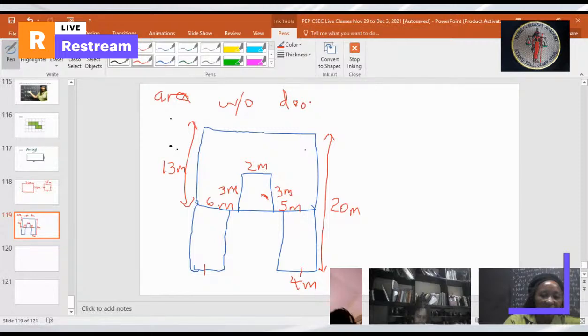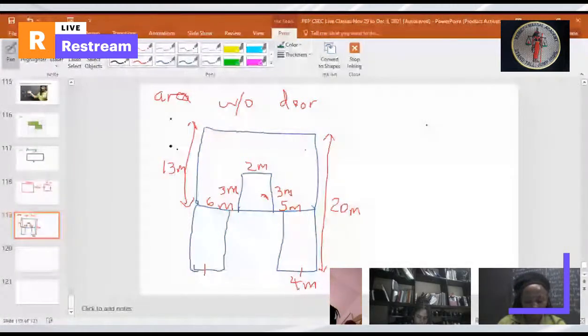You're looking at the section just from the front, right? The area of the face of the house and the stilts without the door. Yes. You're looking at the first section. You already have your answer? I think so, miss. What's your answer? Miss, my answer is 288 meters squared.